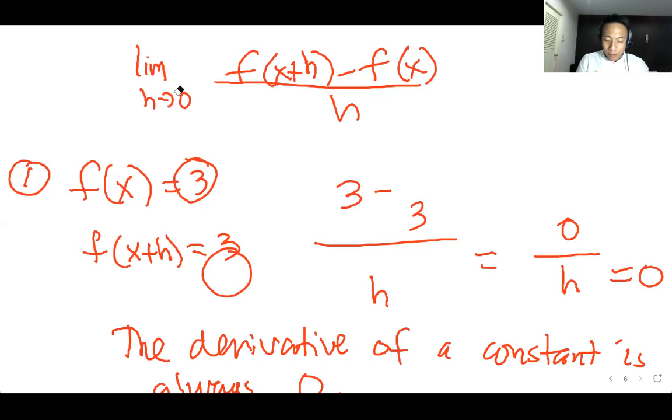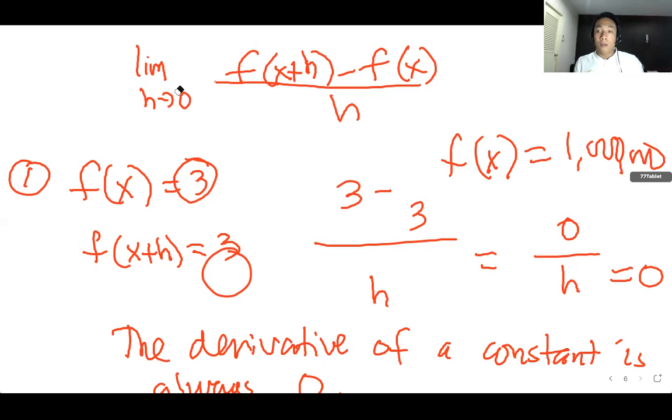Okay? For example, f of x equals 1 million. What is the derivative of f of x 1 million? Still 0. Okay? So the derivative of a constant is always 0. That's the first example. Derivative ng isang constant is always 0. Okay? Next example.